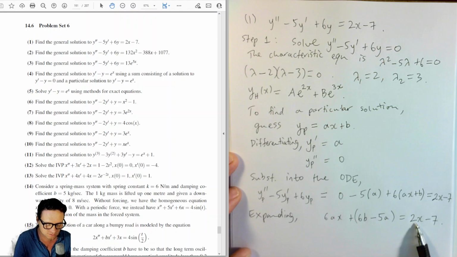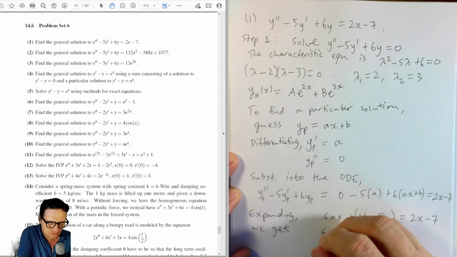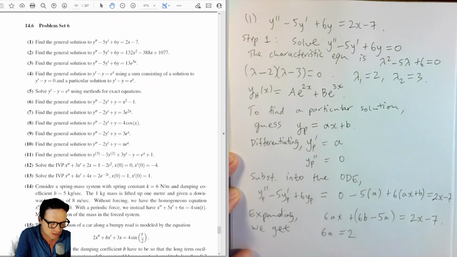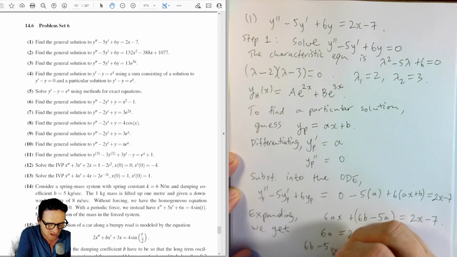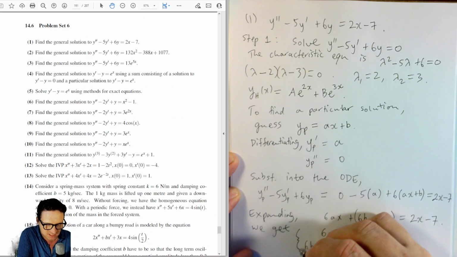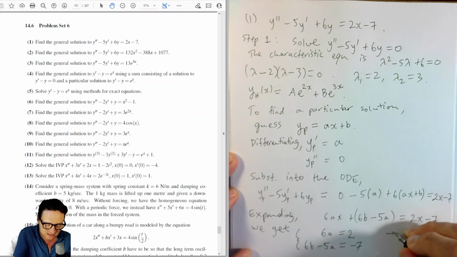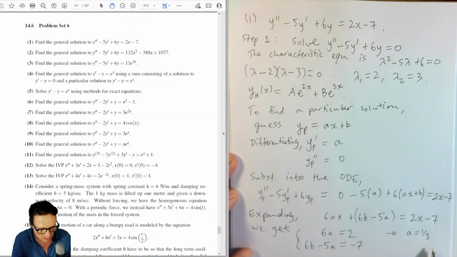6a must be equal to 2. 6b minus 5a must be equal to minus 7. So we get 6a equals 2, and we get 6b minus 5a equals minus 7. Now this is a simultaneous linear system that we need to solve here. But it's easy to solve because the first equation here, we can just divide that throughout by 6, and this gives a equal to 1/3. 2 over 6 is 1/3. Now if we sub that 1/3 back into the second equation, we get 6b is equal to 5/3 minus 7.